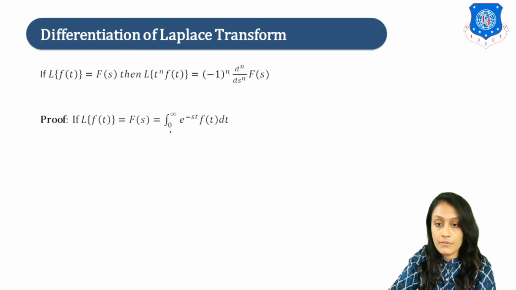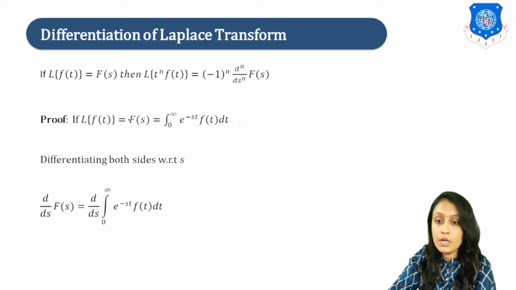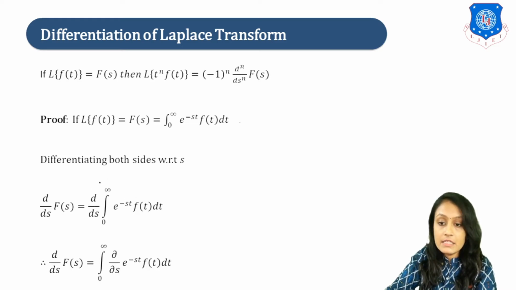So Laplace transform of f(t), this we know, we can denote it as F(s), right? This is integration 0 to infinity e raised to minus st f(t) dt, main formula. Okay, now what we will do, we will just differentiate both the sides with respect to s. Okay, so what we will get? d by ds of F(s) is equal to d by ds integration 0 to infinity e raised to minus st f(t) dt. Okay, now we'll take this differentiation inside the integration. Okay, and here we have two variables, so it will become del by del s of e raised to minus st f(t) dt, left side as it is.